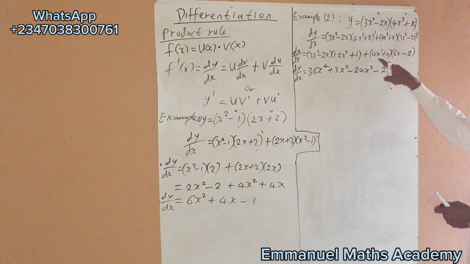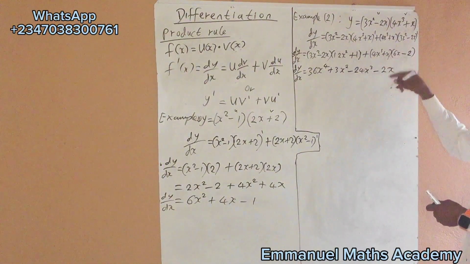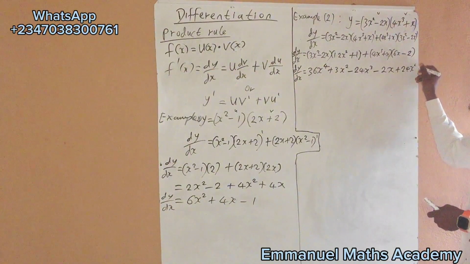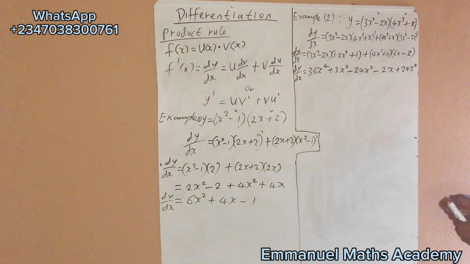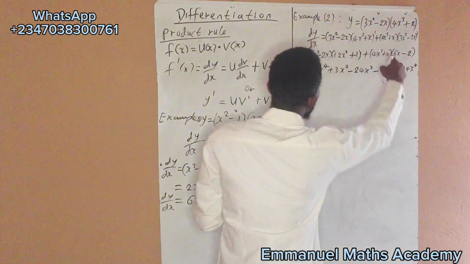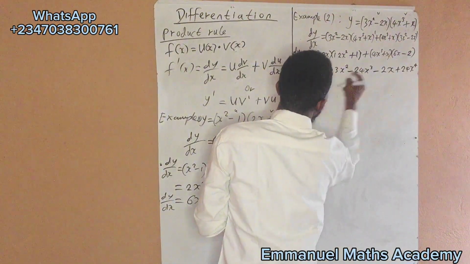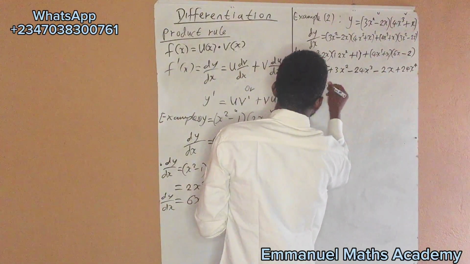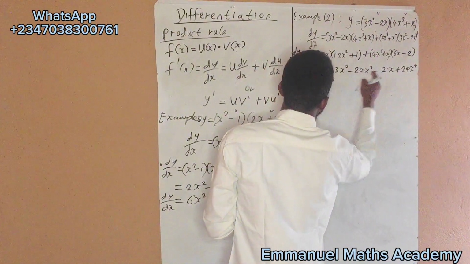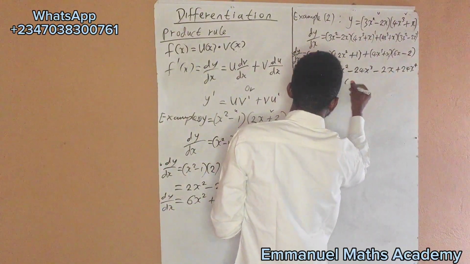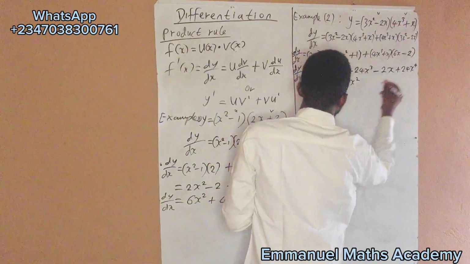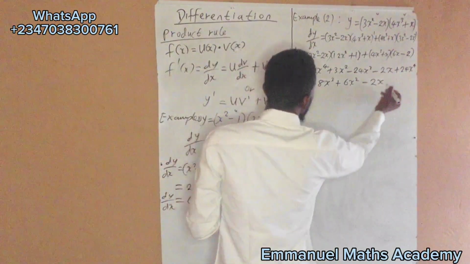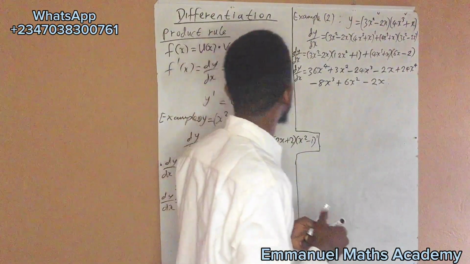Now, we'll do the same thing here. Using this to multiply this, you get what? 24, right? Plus 24x power what? 4. Plus, okay, we use this thing to multiply the second term again. You have minus 8x power 3. You use this to multiply this, you get plus 6x power 2. Use this to multiply this, you have minus 2x. Right? Now, this is your dy/dx.